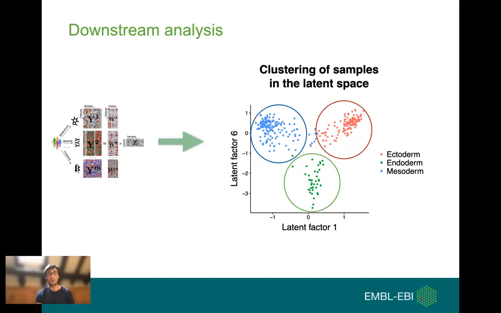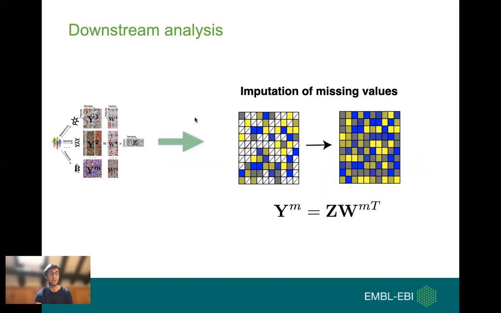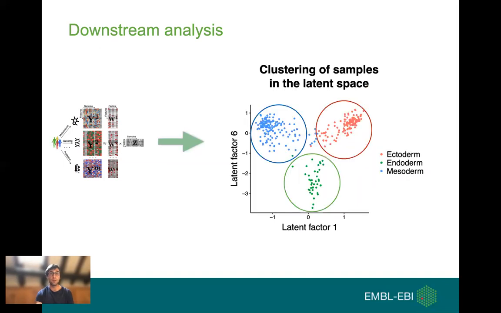And of course, you can take this latent space and do a lot of things with it. You can do some clustering, you can do some imputation of missing values, and you can do random forest predictions to distinguish the clusters. And there's a lot of stuff you can do with this latent space. You can run, for example, t-SNE or UMAPs. So that means running nonlinear dimensionality reduction methods on top of the linear dimensionality reduction space that MOFA provides.